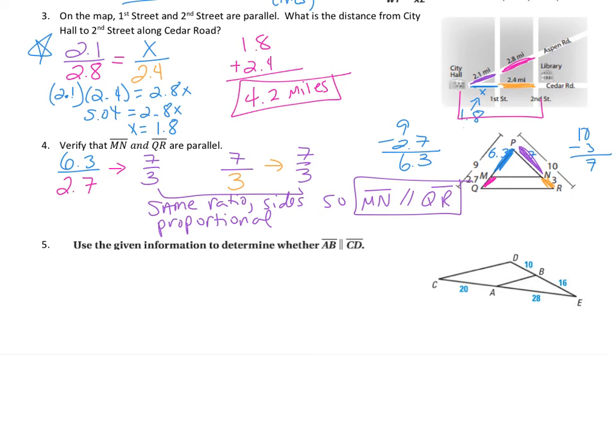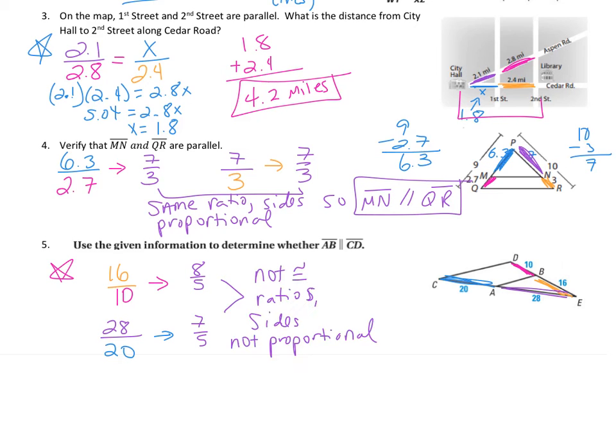Now we're going to do the same thing for number 5 and determine if AB is parallel to CD. So I want you now to fill that out, and I want you to tell me yes or no, are they parallel to each other and why? If you set it up just like I did, you would have 16/10, which reduces down to 8/5, and 28/20, that reduces down to 7/5. You can see they are not the same ratio, which means the sides are not proportional. So AB is not parallel to side CD.